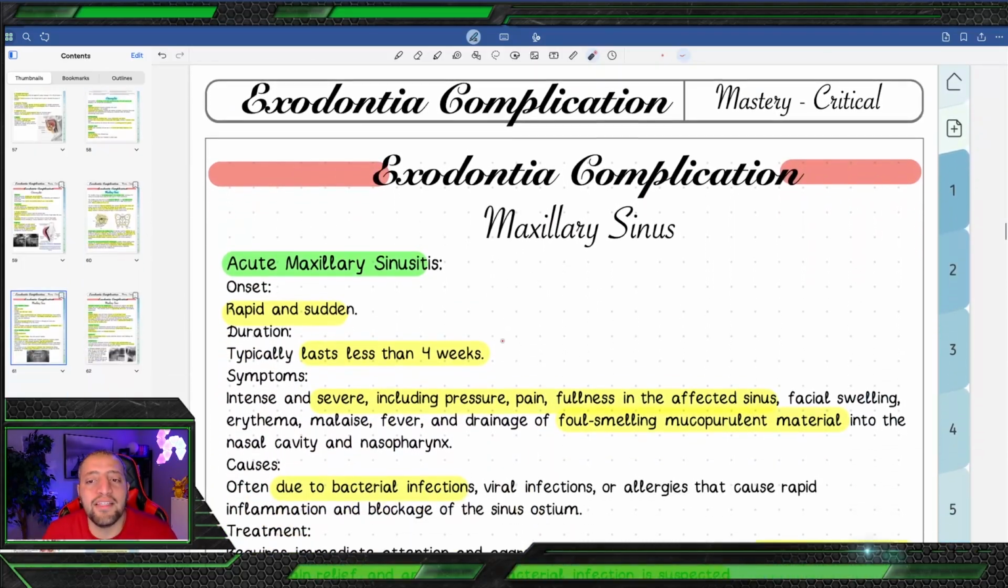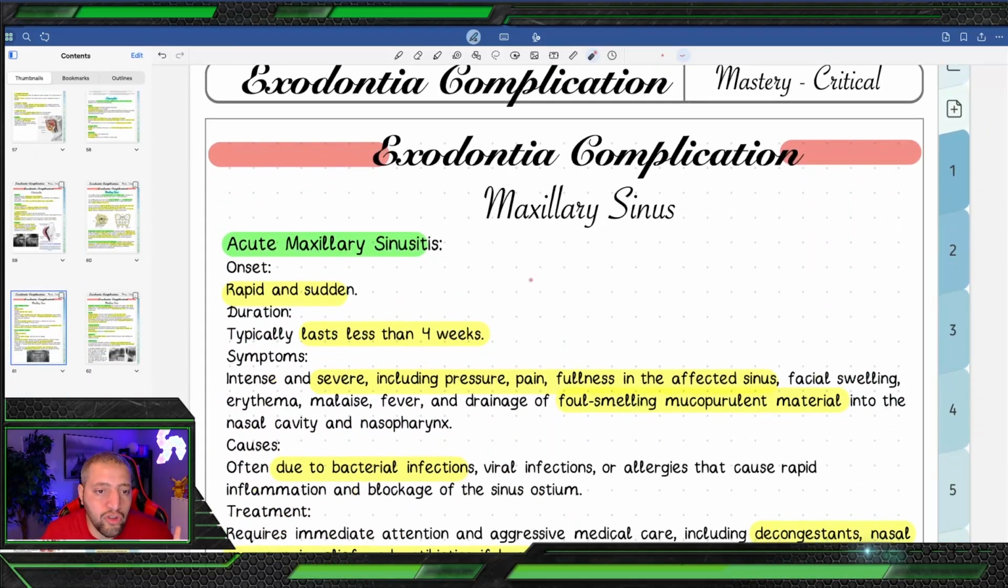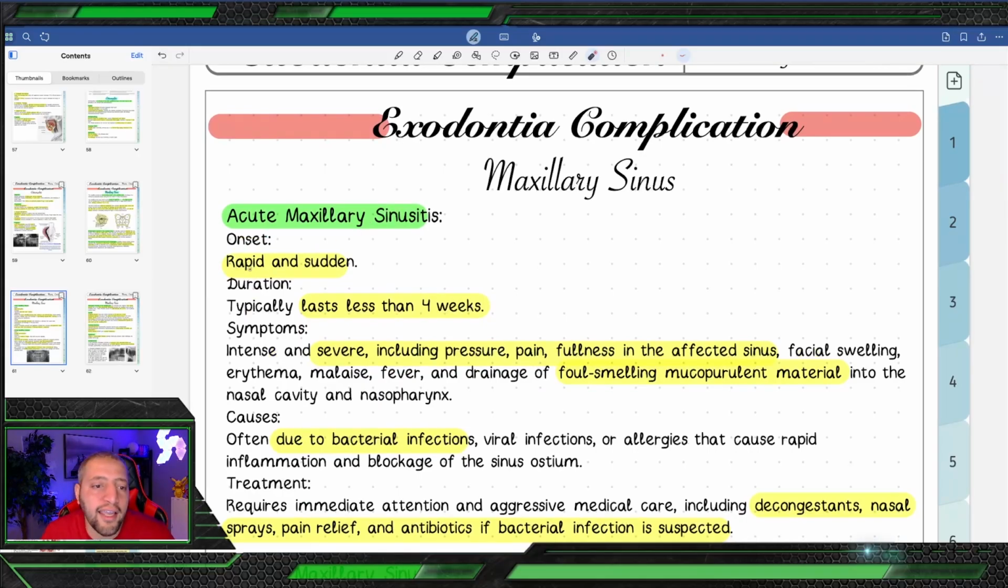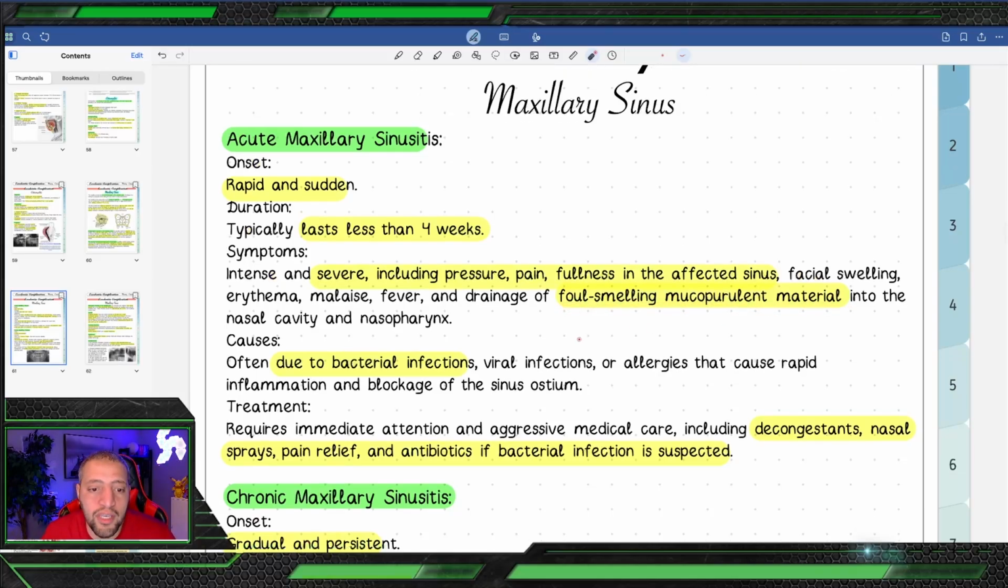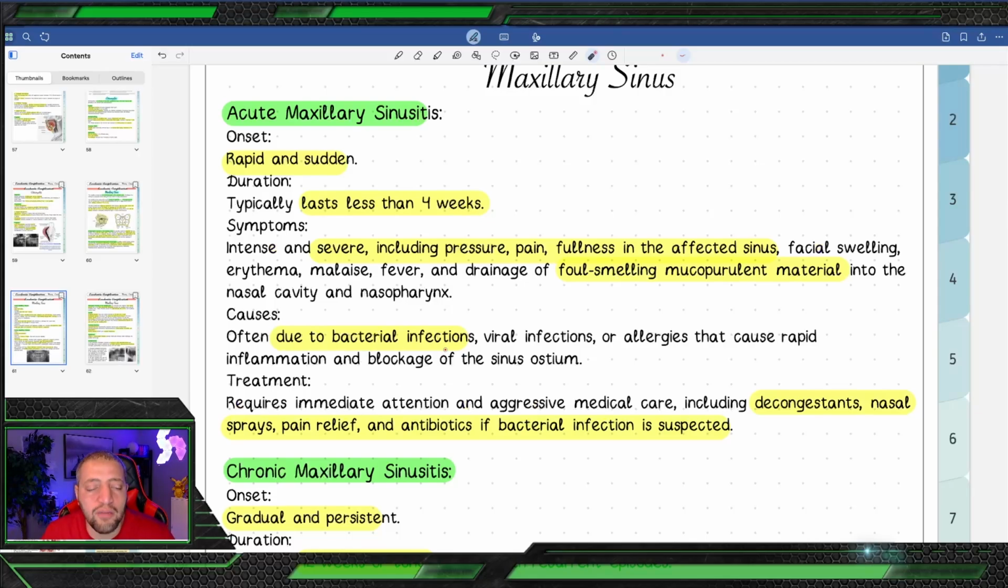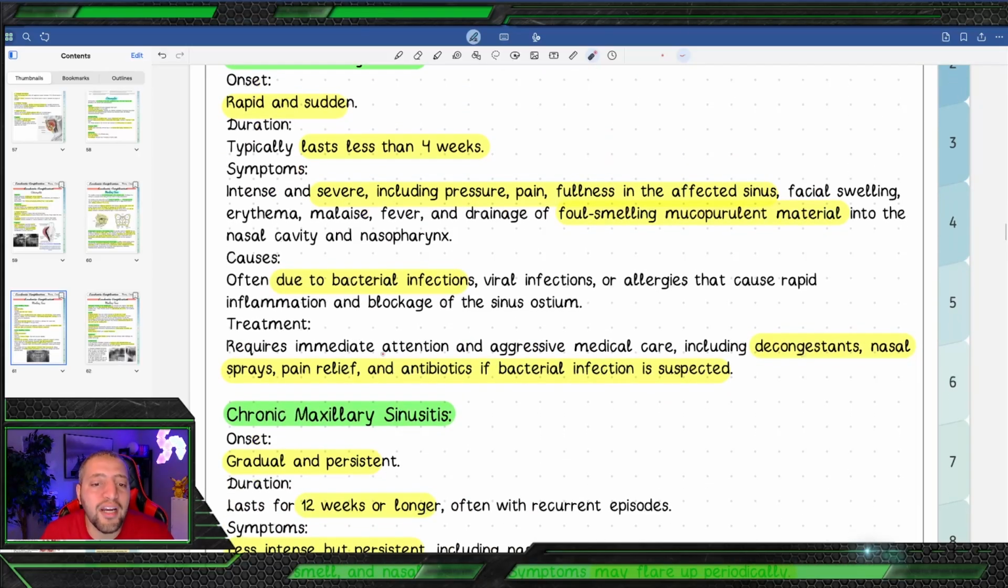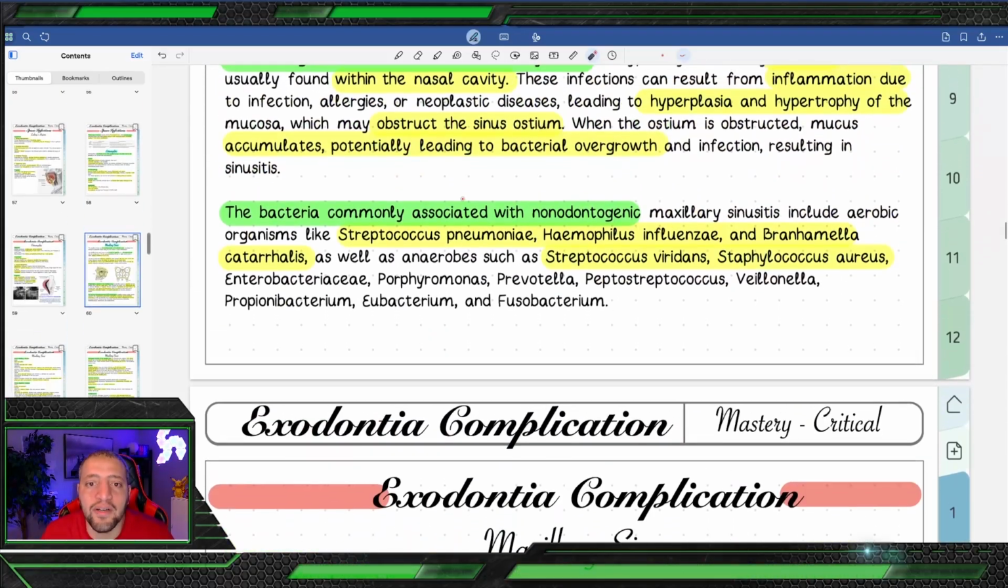Maxillary sinus, now discussing non-odontogenic sinusitis. It might end up as acute. Acute means rapid, sudden, lasting less than 4 weeks, with severe pressure, pain, and fullness of the affected sinus, and foul-smelling mucoperiosteal material coming from here. It is due to bacterial infection, because we said the ostium is plugged, or sometimes viral infection. This requires immediate attention and aggressive medical care, including decongestant nasal spray, pain relief, and antibiotics if bacterial infection is suspected. The name of the bacteria is here.